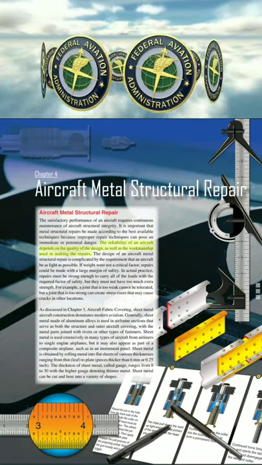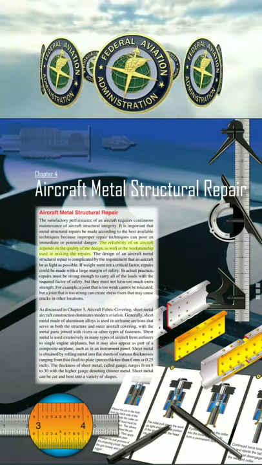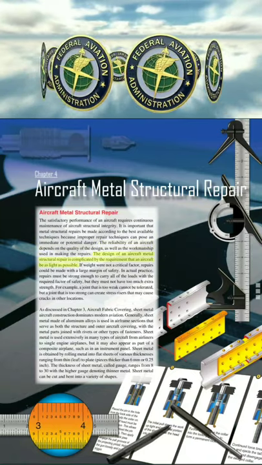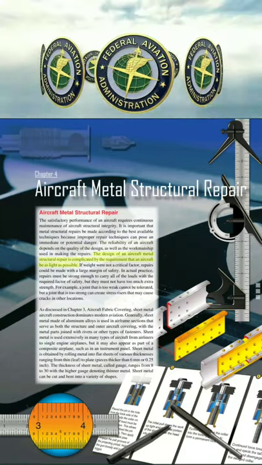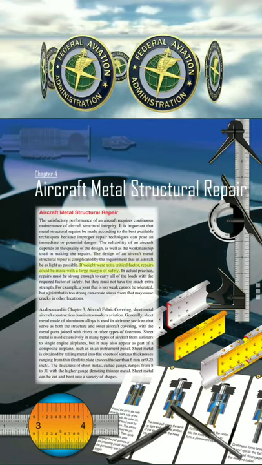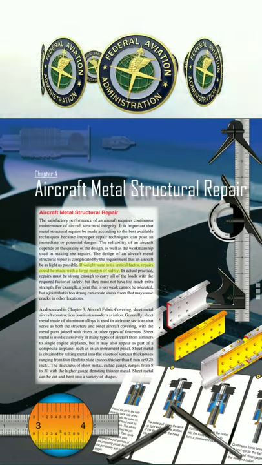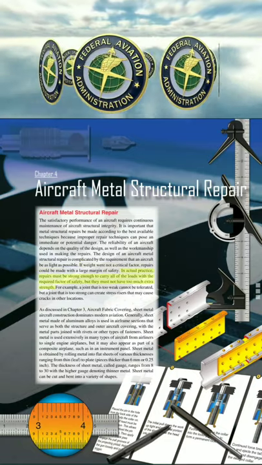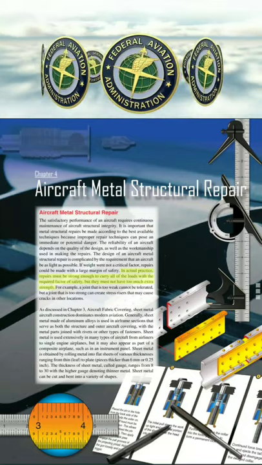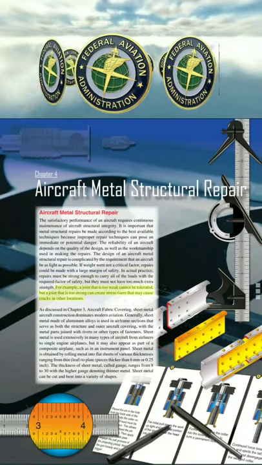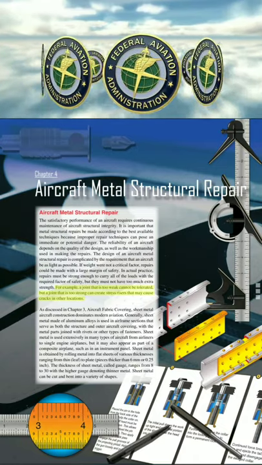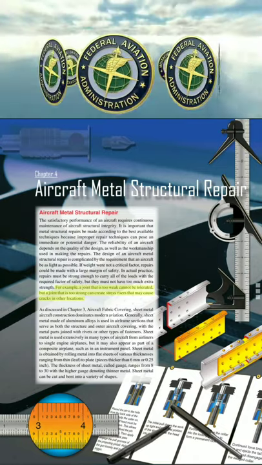The reliability of an aircraft depends on the quality of the design, as well as the workmanship used in making the repairs. The design of an aircraft metal structural repair is complicated by the requirement that an aircraft be as light as possible. If weight were not a critical factor, repairs could be made with a large margin of safety. In actual practice, repairs must be strong enough to carry all of the loads with the required factor of safety, but they must not have too much extra strength. For example, a joint that is too weak cannot be tolerated, but a joint that is too strong can create stress risers that may cause cracks in other locations.